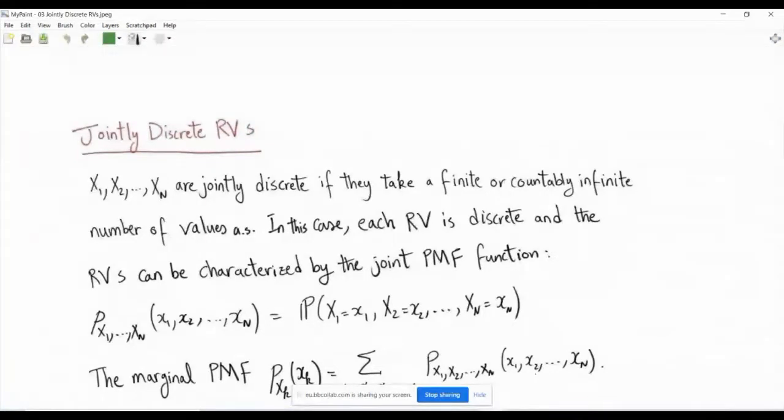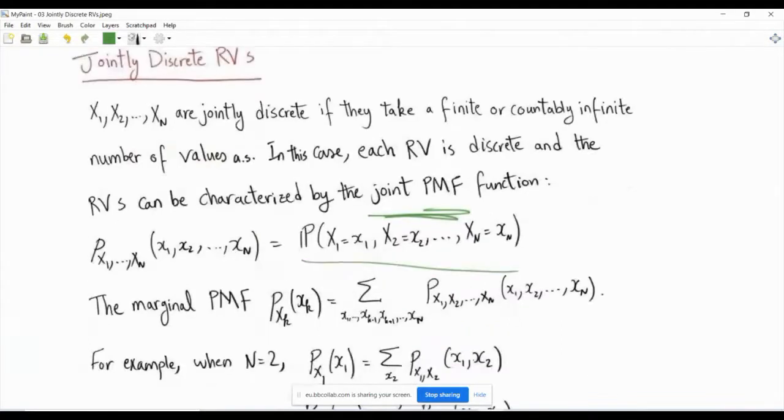It's well defined for any combination of random variables you can think of. But if you know that your random variables are discrete, you can just make things easier for yourself and use the joint PMF, the joint probability mass function. The joint PMF is the probability that big X1 is equal to small x1, big X2 is equal to small x2, up to big Xn is equal to small xn. This is the definition of the joint PMF, which is like an extension of the PMF of a discrete random variable.